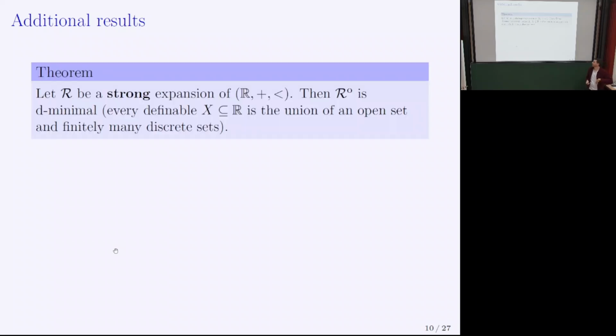but before that, I do want to mention a few additional results, mostly for the people that are familiar with the area. First, there is a strengthening of NTP2 called being strong. If you're strong, you have a better result. So if R is a strong expansion of the real ordered group, then the open core is d-minimal, which is this property: every definable subset of the reals is the union of an open set and finitely many discrete sets. This was the example from before with 2 to the Z, the d-minimal structure.